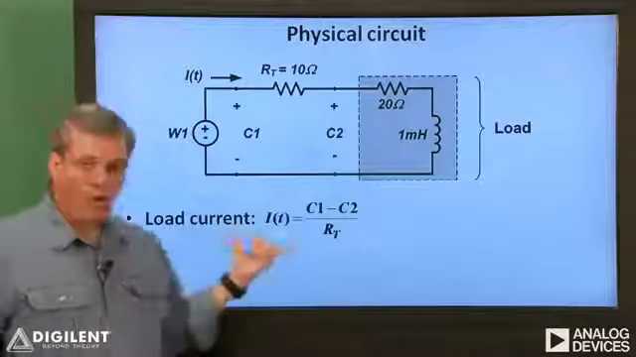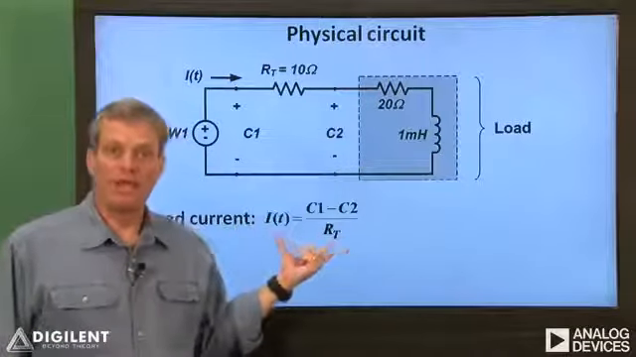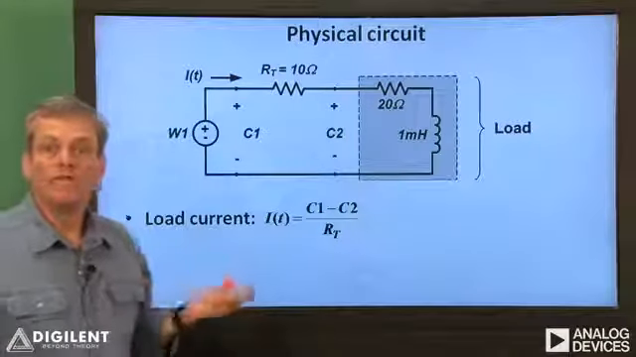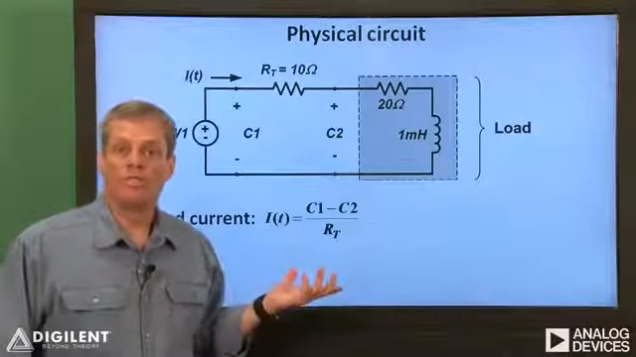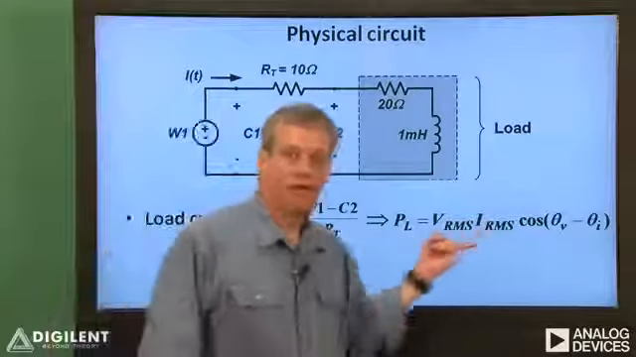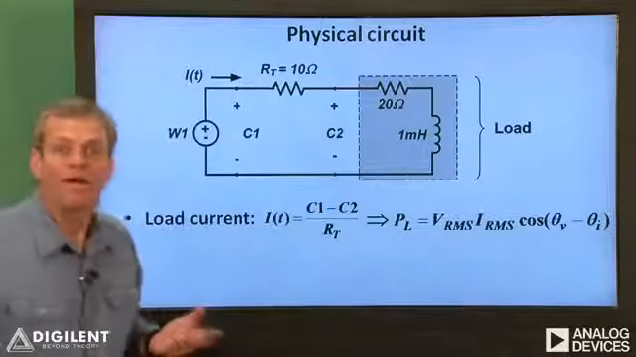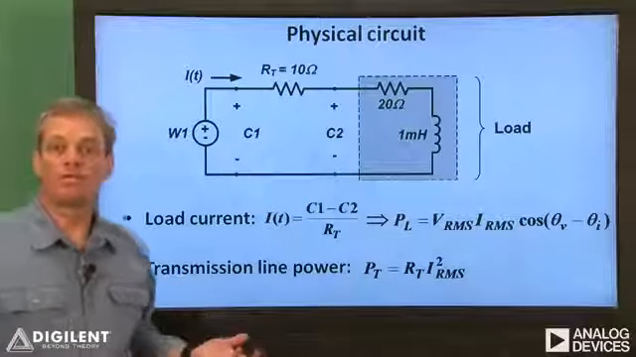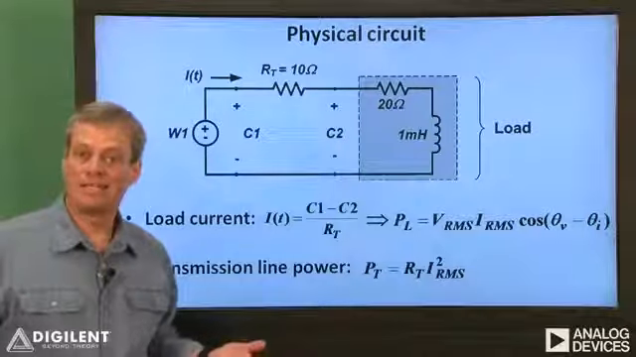The current through both the load and the transmission line can be calculated from the source voltage and the load voltage. This current, along with the measured load voltage, can be used to calculate the average power delivered to the load. The power dissipated by the transmission process can be calculated from the source current and the transmission line resistance.